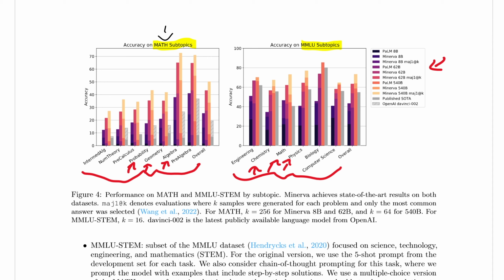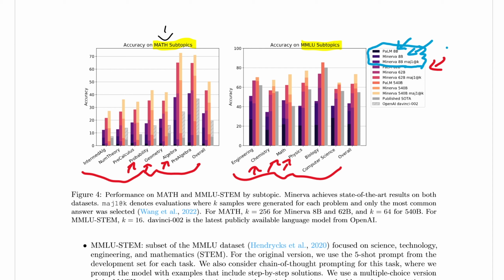Let's start by just looking at the 8 billion parameter models, because that's how this is organized in these graphs. They're organized by the number of parameters. If we look just at 8 billion parameters, we have PaLM with 8 billion. This is PaLM without any math fine tuning, just pre-trained on natural language data. Then we have Minerva at 8 billion. This is PaLM after it's been fine-tuned on all this math data.